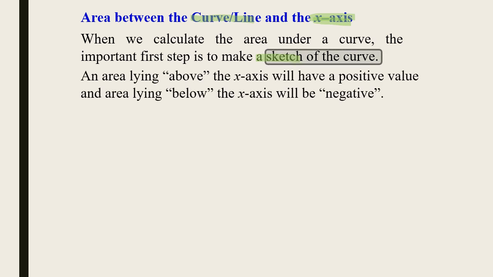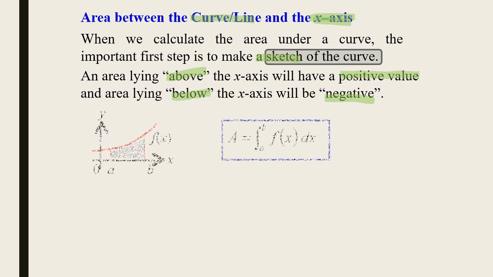An area lying above the x-axis, so we have area at the top of the x-axis, it will have a positive value. An area lying below the x-axis will be negative. So can we have an area of negative? No, area shouldn't be negative. That's why we have a formula of area.